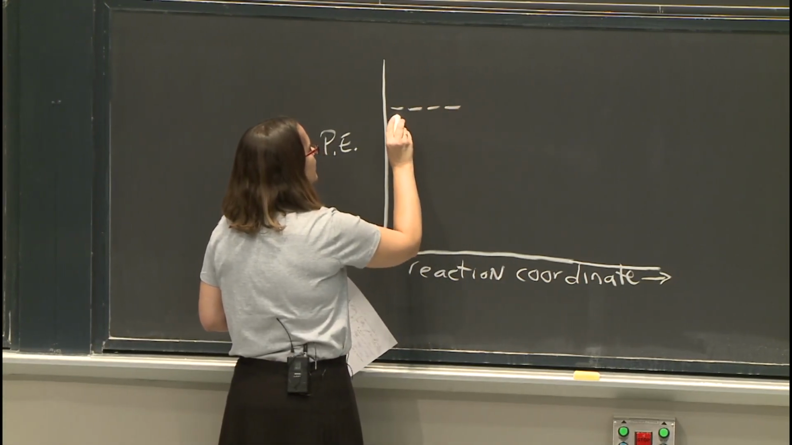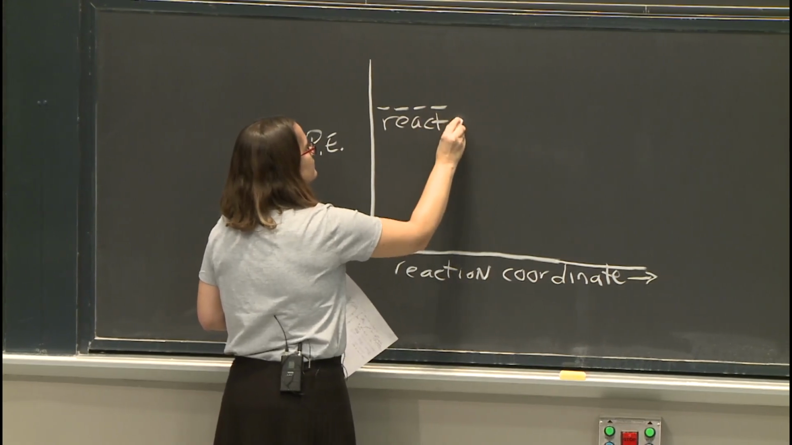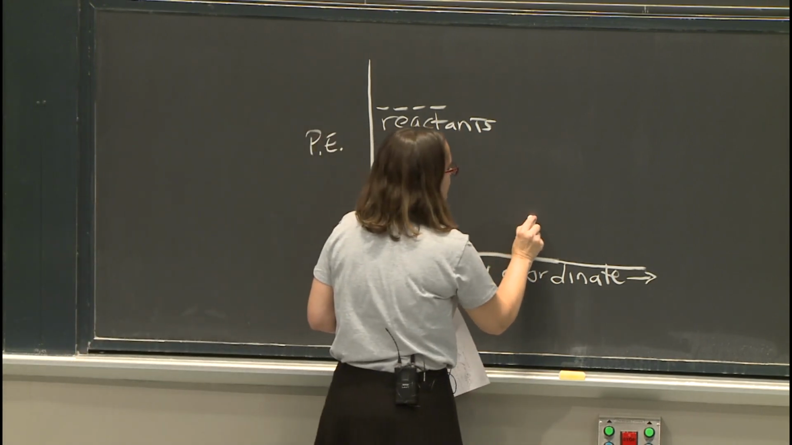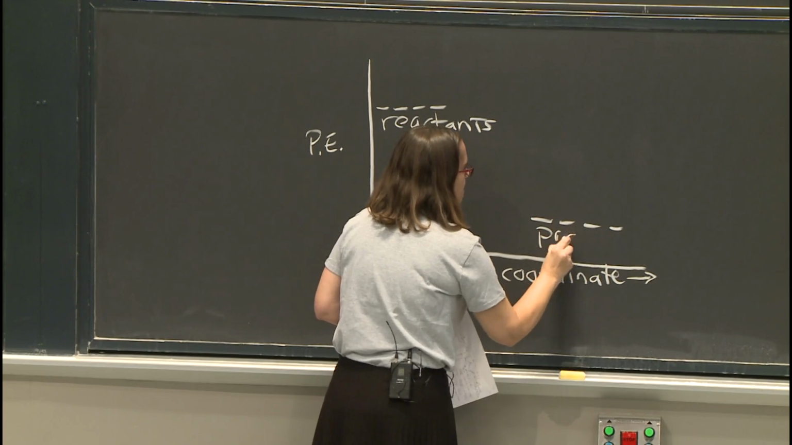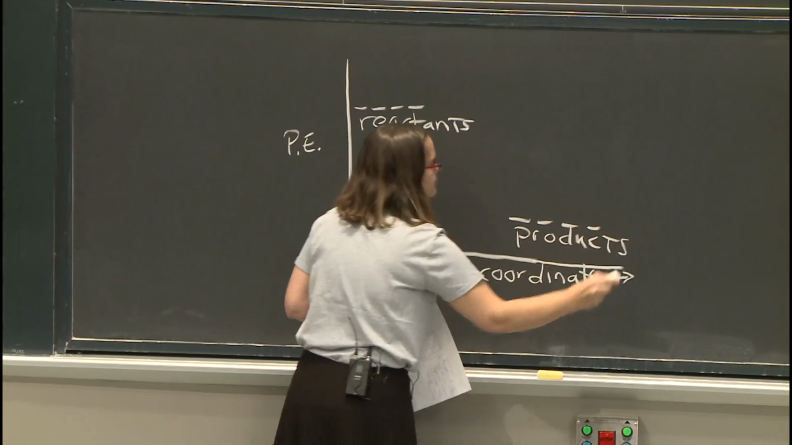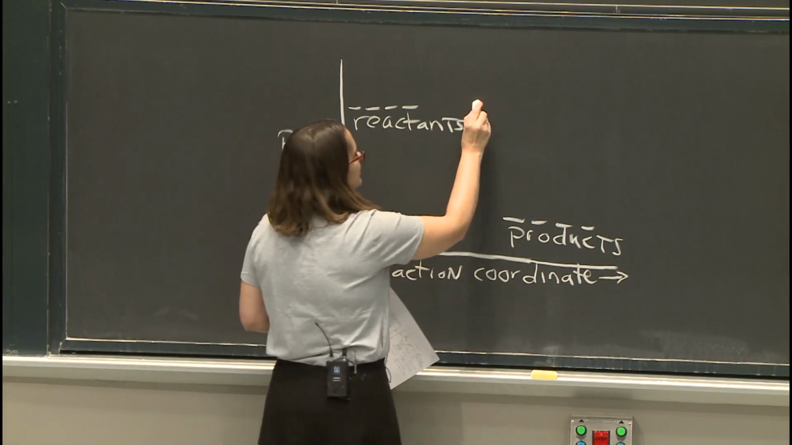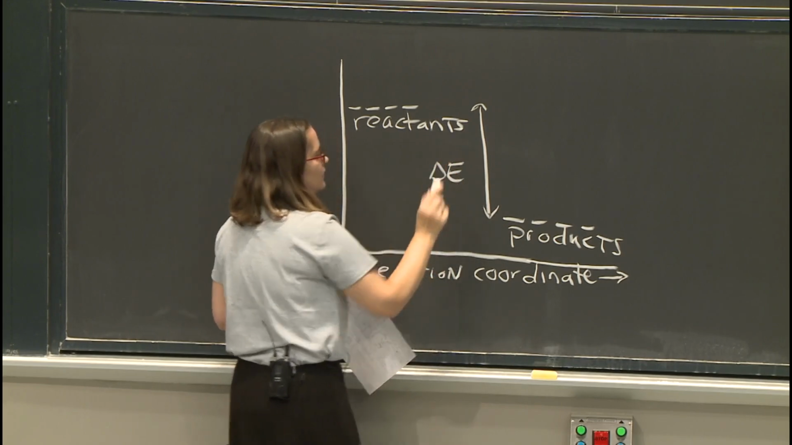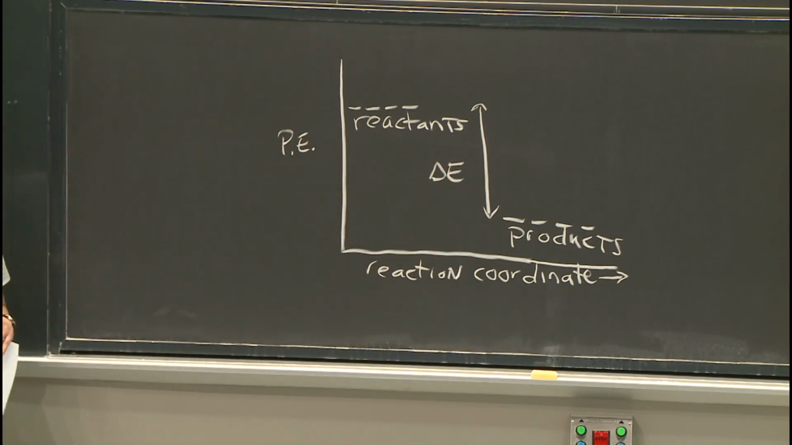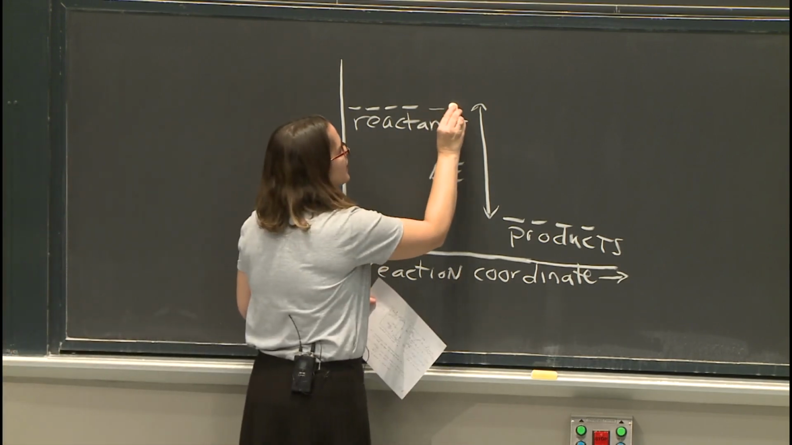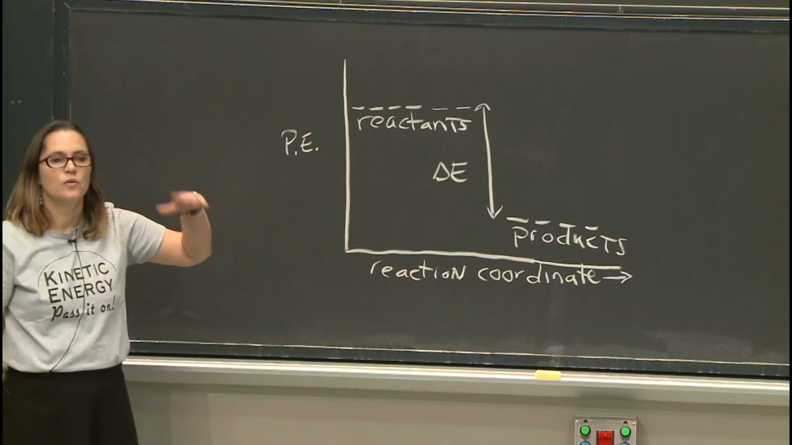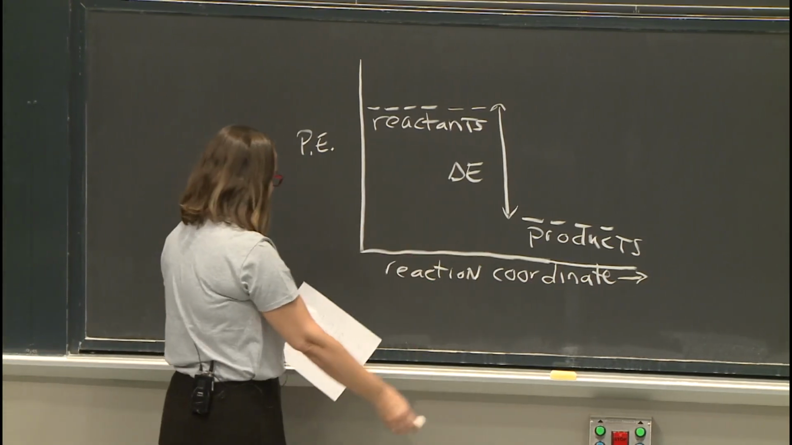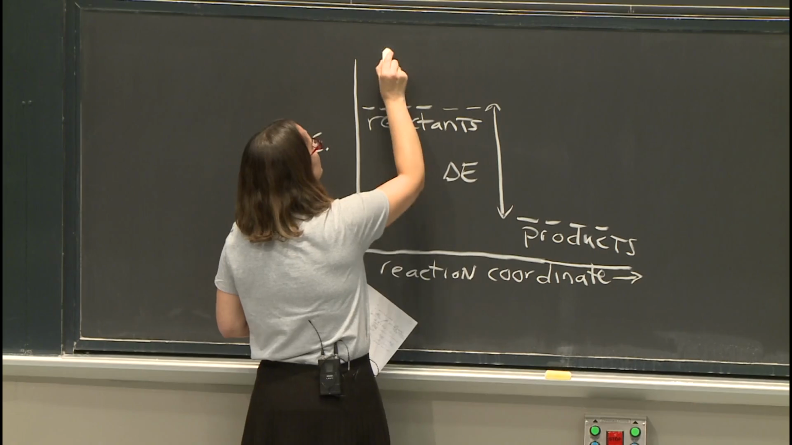Now, our reactants are going to have a particular amount of potential energy. And in this case, it's up here. And our products are going to have some potential energy down here. And there'll be a difference in energy between these, our delta E. But these reactants aren't just going to be able to go to products without overcoming some kind of critical energy. So before they can go down there, they need to go up here.